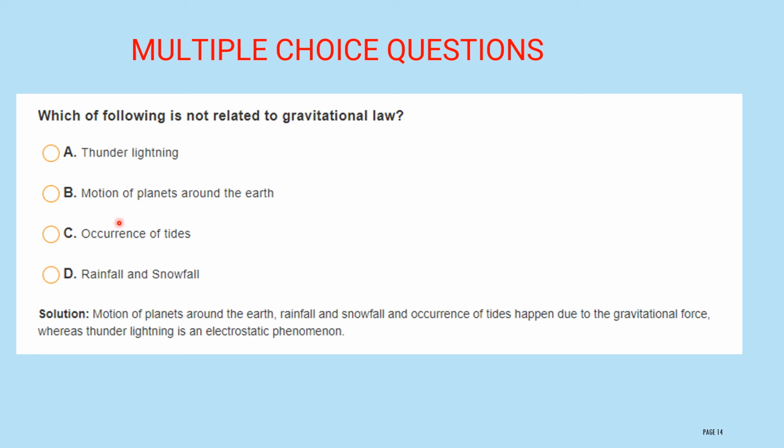These three options, motion of planet around the sun, occurrence of tides, rainfall and snowfall, everything will occur due to the presence of a gravitational force. But the first one, thunder lightning, is an electrostatic phenomenon. It will not play an important role in gravitational force or gravitational law. Therefore, the wrong statement according to this question is thunder lightning, because this is an electrostatic phenomenon.